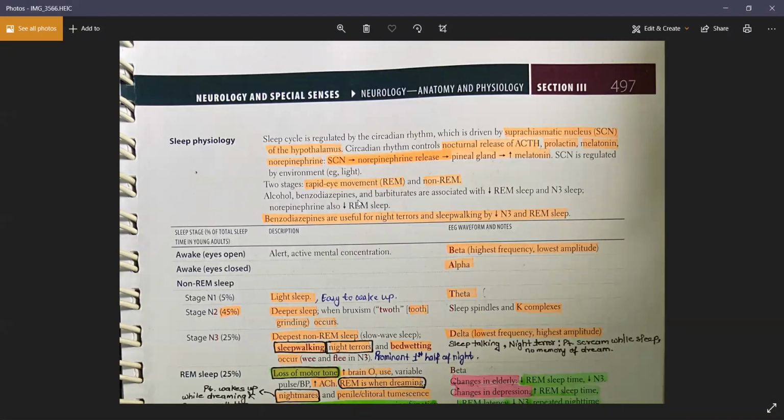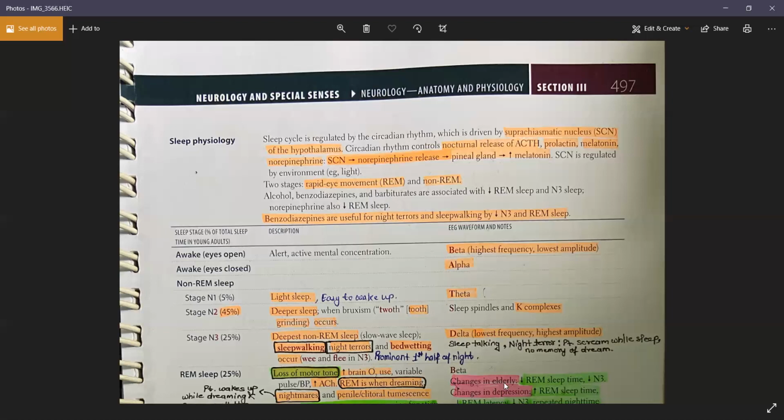You also need to know how age, how depression, how certain drugs affect your sleep cycle. So alcohol, benzodiazepines, barbiturates basically decrease the REM sleep and the N3 sleep. The rapid eye movement and the N3 part of the non-rapid eye movement sleep will be decreased by the benzodiazepines and barbiturates. The norepinephrine will decrease the REM sleep.